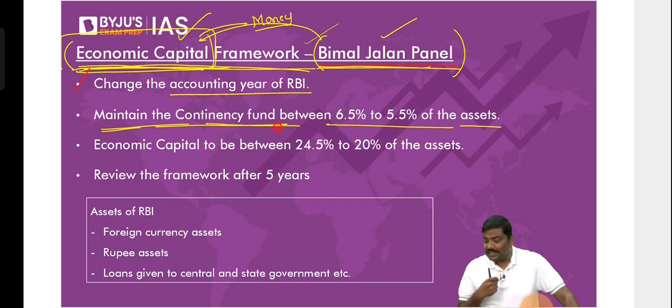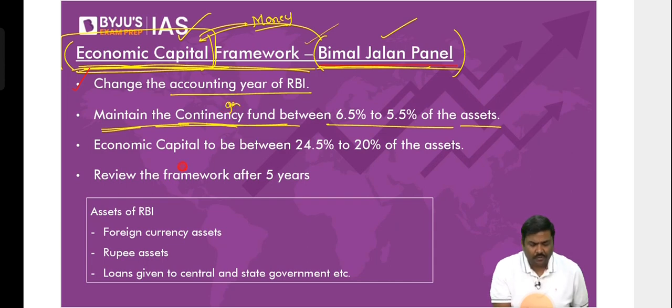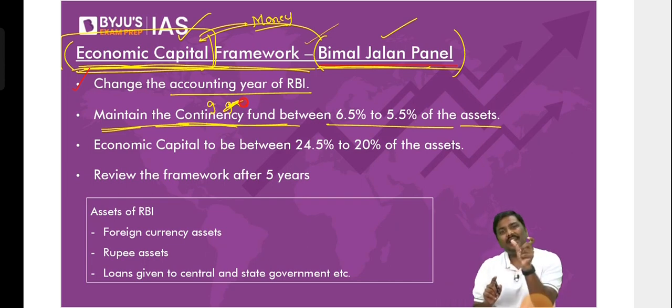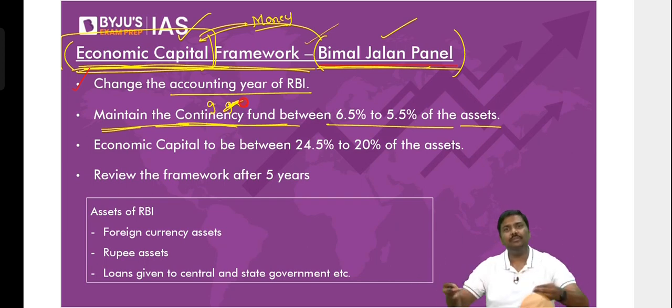Second, what is the contingency fund here? Please understand this. Contingency fund of Government of India is different, and contingency fund of RBI is different. What is the contingency fund of Government of India? Different. What is the contingency fund of RBI? Is different. Don't mix both of them and start reading.